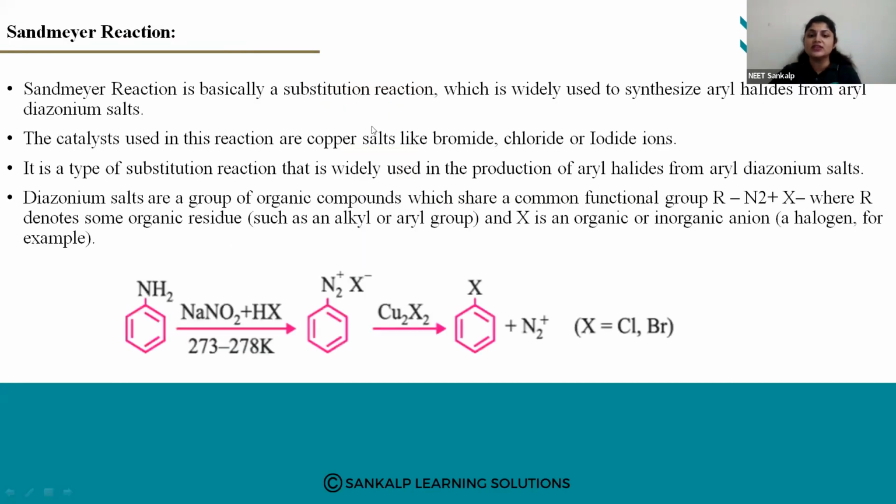Then Sandmeyer's reaction. Sandmeyer's reaction is basically a substitution reaction wherein you synthesize an aryl halide. This is not for alkyl halide. This is for aryl halide. You can see here your product, so this is an aryl halide. So Sandmeyer's reaction is used for the preparation of aryl halide.